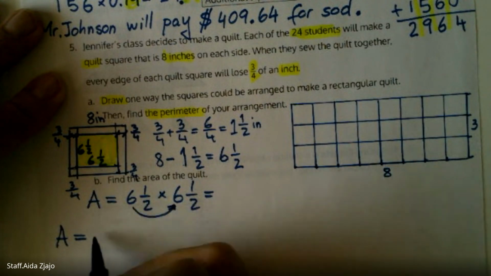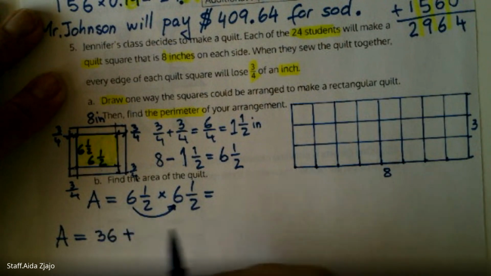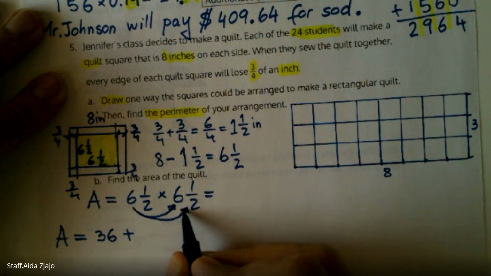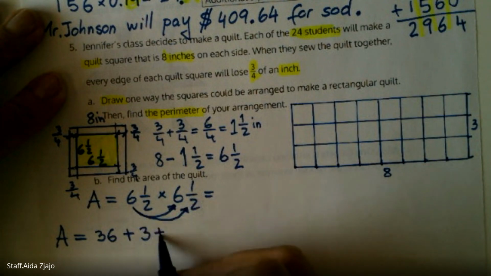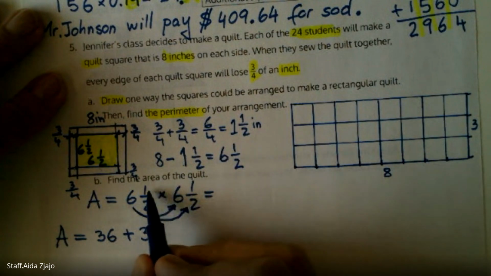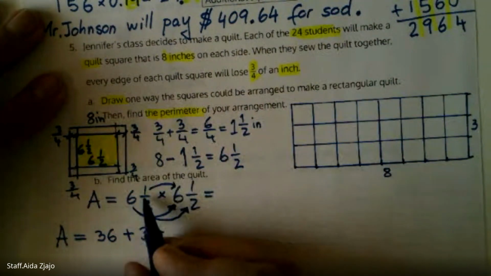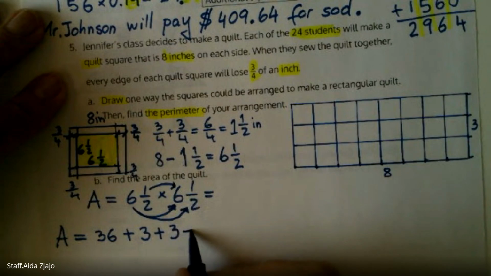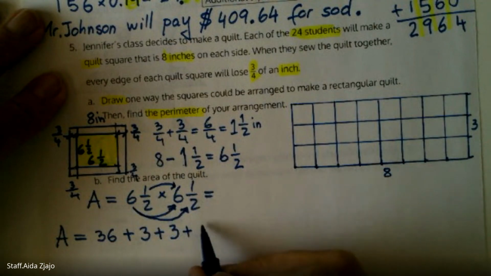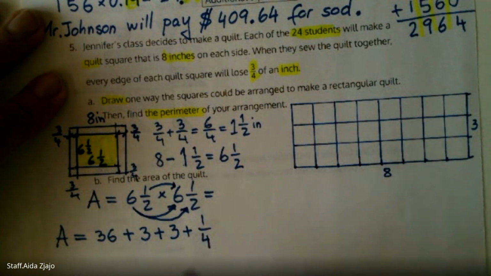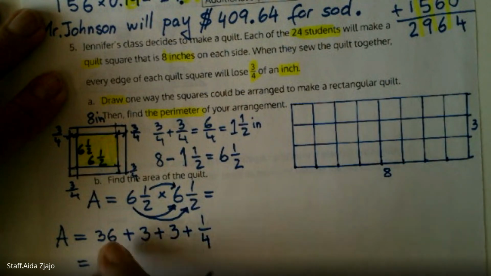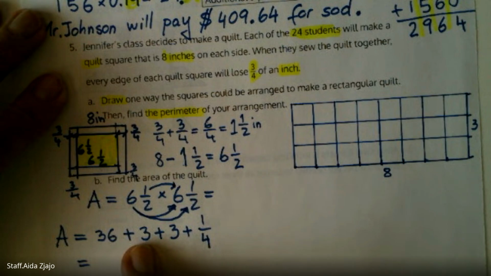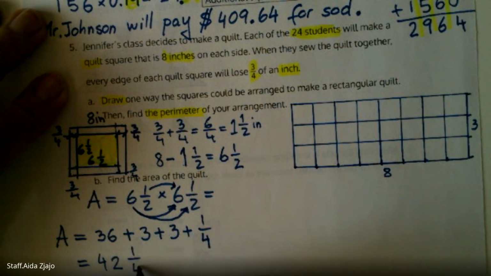6 times 6 is 36, plus 6 times half. Half of 6 is 3. And then also, what is 1/2 times 6, or half of 6, again, is 3. And then 1/2 times 1/2 is 1/4. So now that is 36, 39, 42, 42 and 1/4 square inches. Square inches is the area.